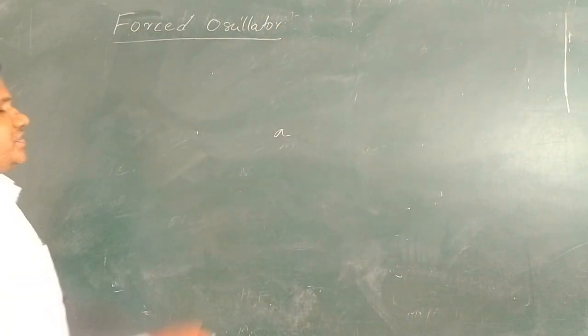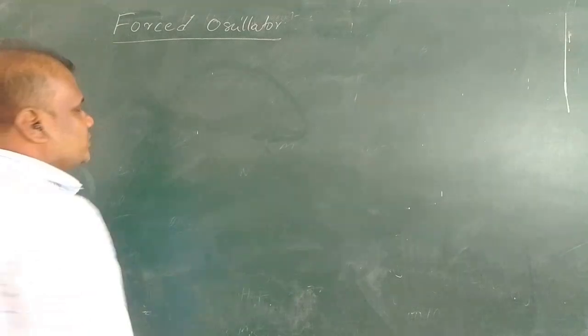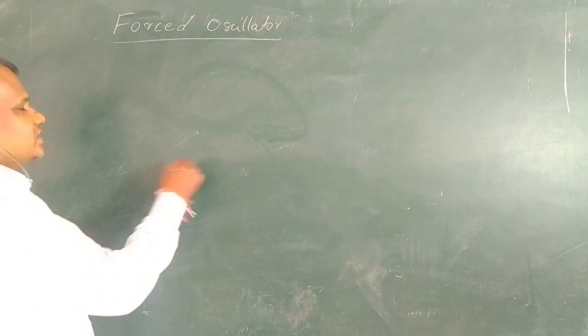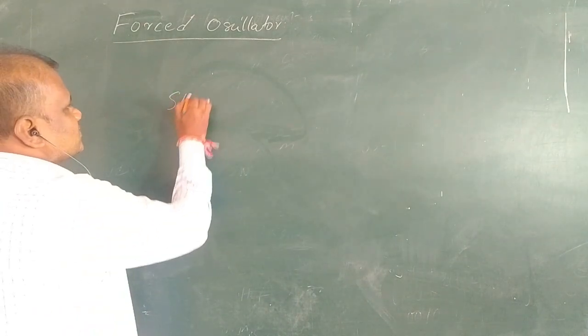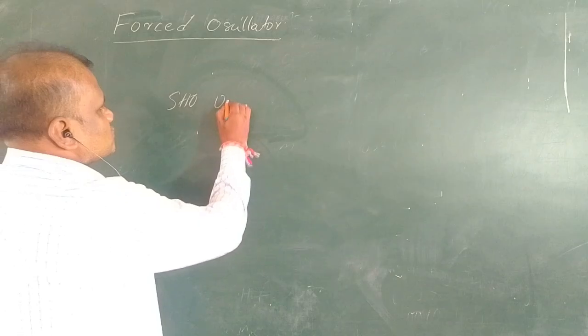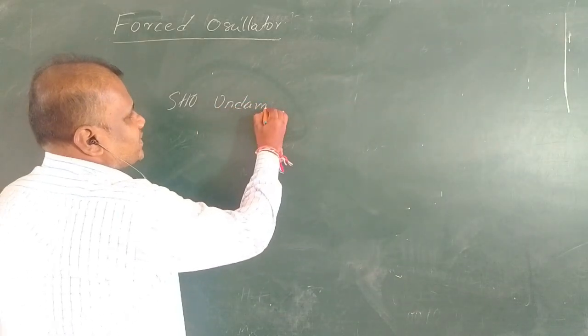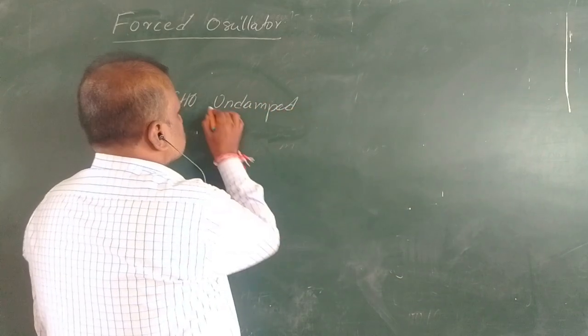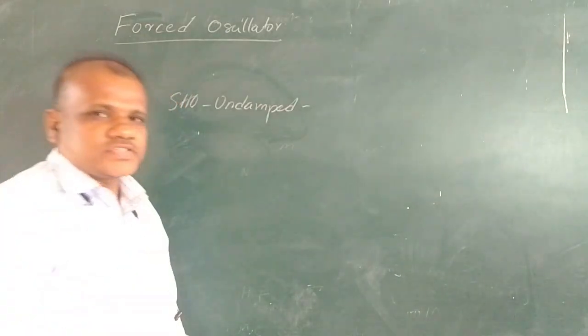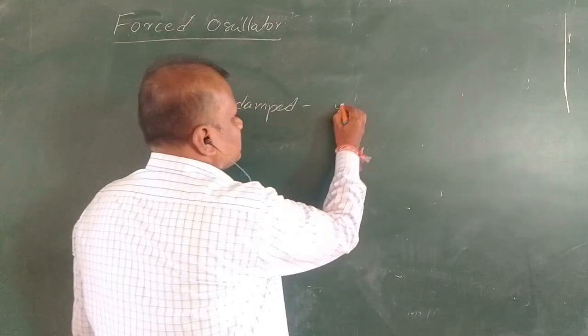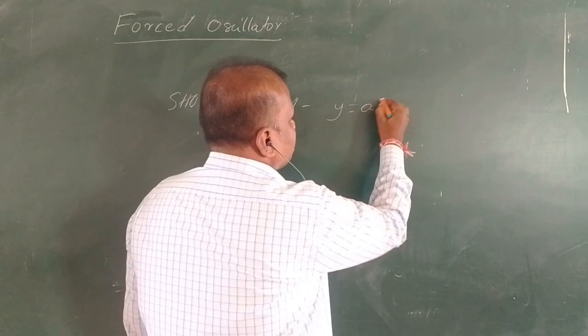So already we have completed the simple harmonic oscillator, which is also called an undamped oscillator. Simple harmonic oscillator means it is undamped. Undamped oscillator means the amplitude of the oscillator is going to be independent of time.